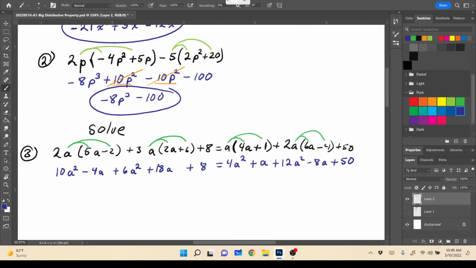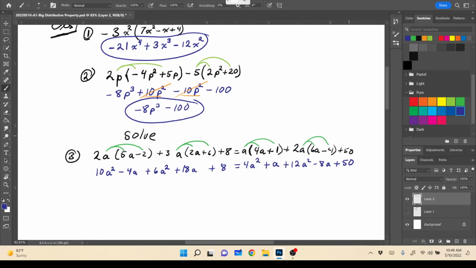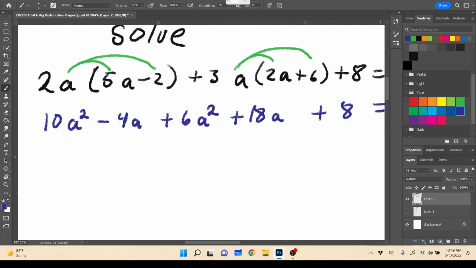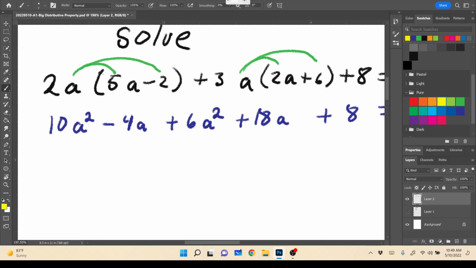Is that the answer? No. Combine like terms. We're going to look at the left side. What are the like terms on the left side? The a squared terms. They all have a squared. Does 10a squared have a friend? Yes, 6a squared. Does the negative 4a have a friend? Yes, 18a. The 8 doesn't have a friend. 8 is lonely.